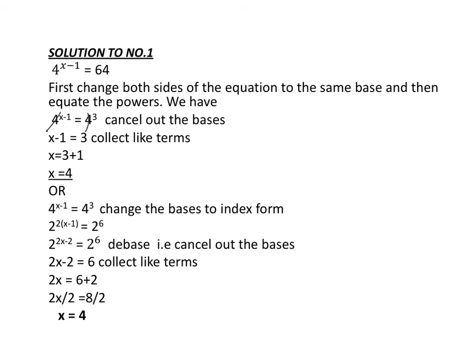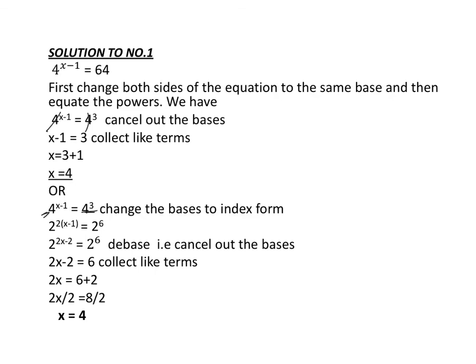If you change the base to index form, you have 2 raised to power 2 bracket x minus 1. 2 raised to power 2 is 4. So what we did is to break down this 4, change it to base 2. And then we did the same thing to the other side of the equation.